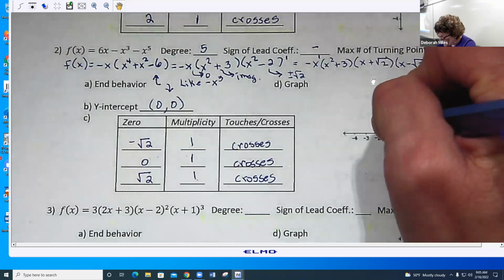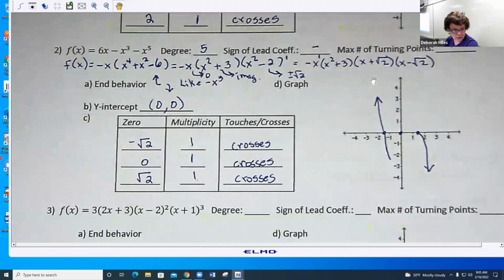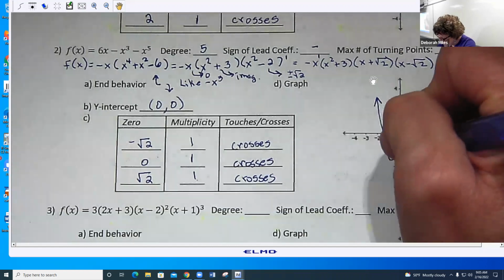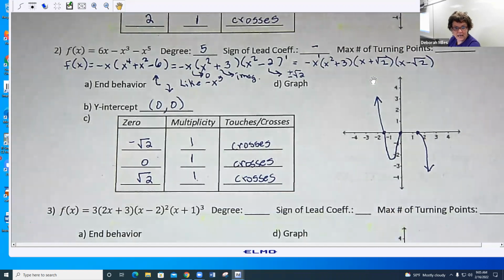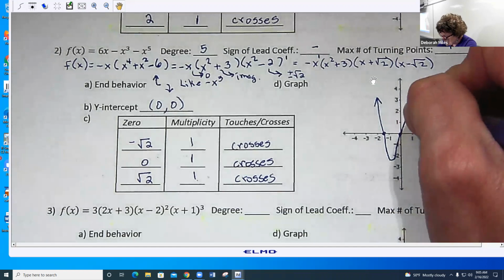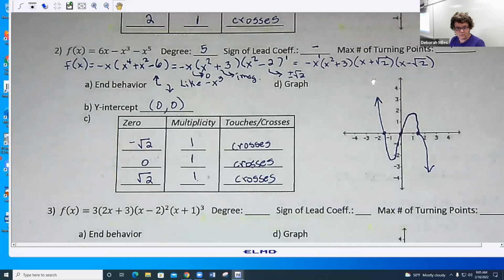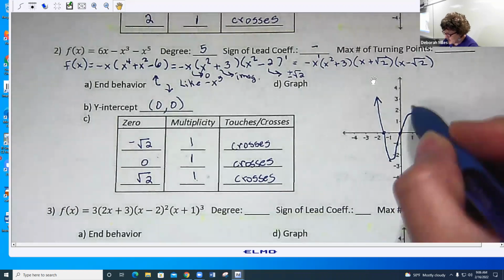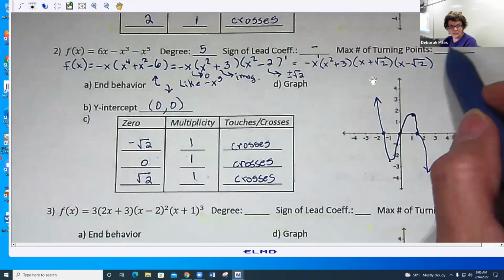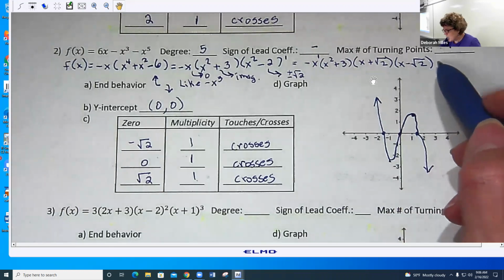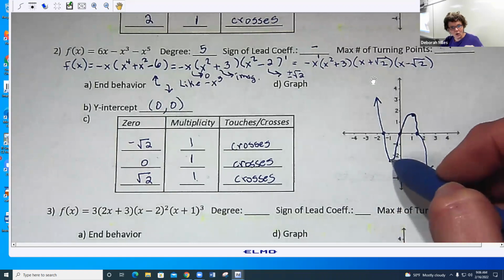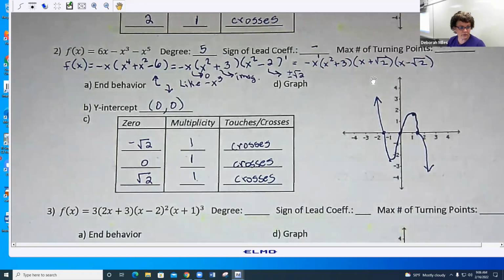I don't know how far to go down without calculus. At some point, I've just got to turn around and come back up to hit that next x-intercept. And then the graph has to cross again, and at some point, turn around and come back down to hit that last x-intercept. How many turning points does this graph have? One right here and one right here, 2. That's okay, as long as I don't have more than 4, that's fine. I just don't know exactly how low and high those turning points go without calculus.